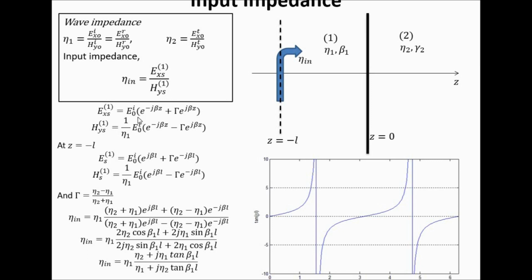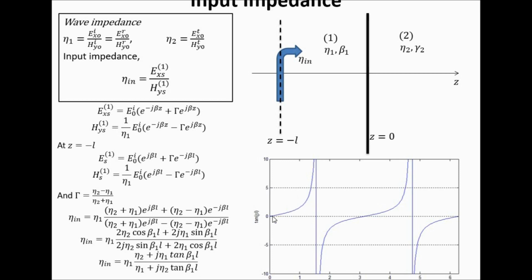So now input impedance, we can find it like this. So let's say we have the total electric field equation and this is the total magnetic field equation. Now at z equal to negative L, we put z equal to negative L in this equation and this equation, and we come up with this. And now if you replace the reflection coefficient with this formula, you will get an expression for input impedance like this: eta in equal to eta 1 times eta 2 plus j eta 1 tan beta L, over eta 1 plus j eta 2 tan beta L.